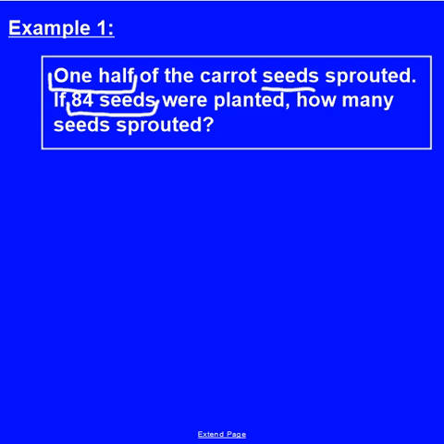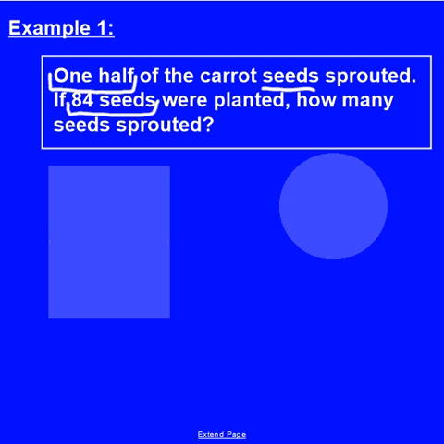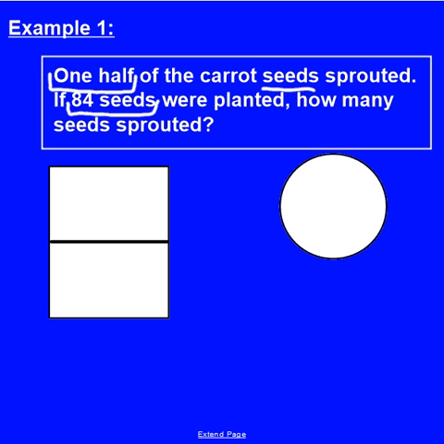So whenever I am finding a fraction of a whole, what I do is I draw a circle and then a box, a rectangle. So in order to find how many seeds sprout, I write the total in my bubble, my circle. So how many total seeds do I have? Well, I have 84 total seeds.